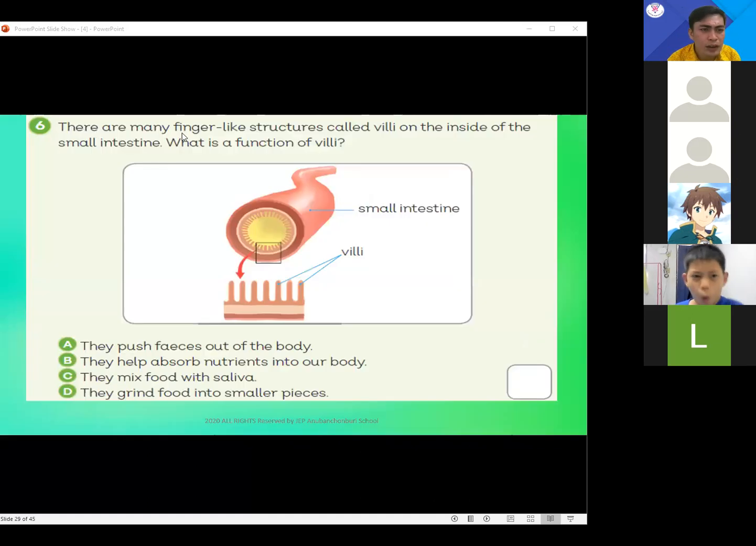There are many finger-like structures called villi on the inside of the small intestine. What is the function of a villi? A, they push feces out of the body. B, they help absorb nutrients into our body. C, they mix food with saliva. D, they grind food into smaller pieces. What's your answer? Anybody? Help to absorb nutrients into our body.